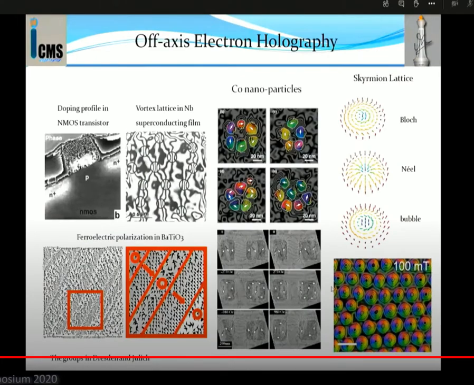Holography at medium resolution is a well-established technique to image electromagnetic fields in materials. And here are some examples from the literature. For example, doping profile in an NMOS transistor, then vortex lattice in an iron superconducting film, also ferroelectric polarization boundaries and domains in barium titanate. And holography has also been used to image the flux closure and remnant field in cobalt nanoparticles, and also to image skyrmion lattices.